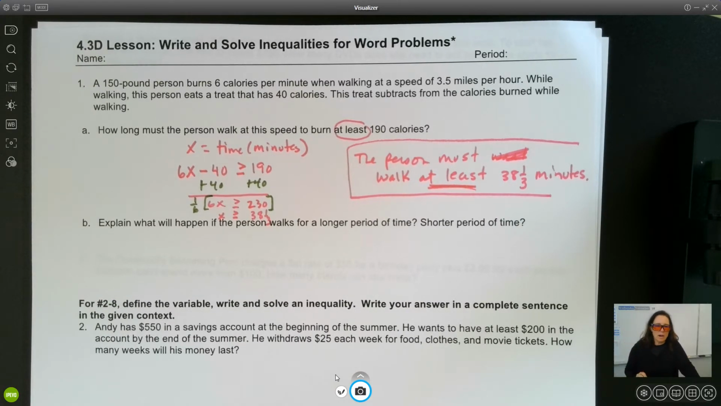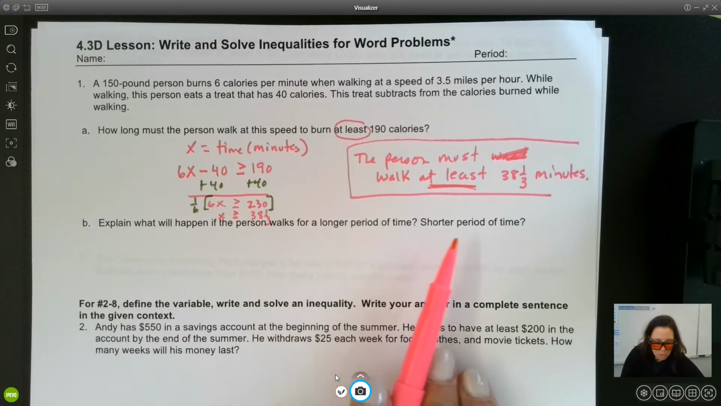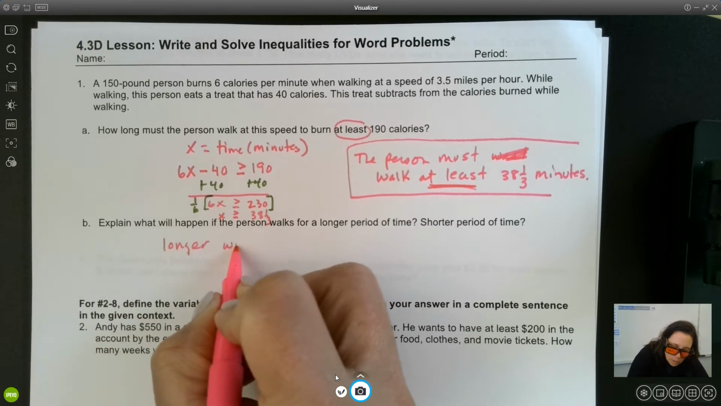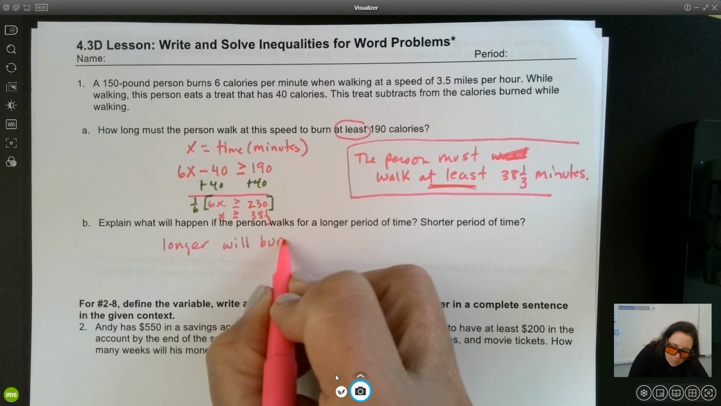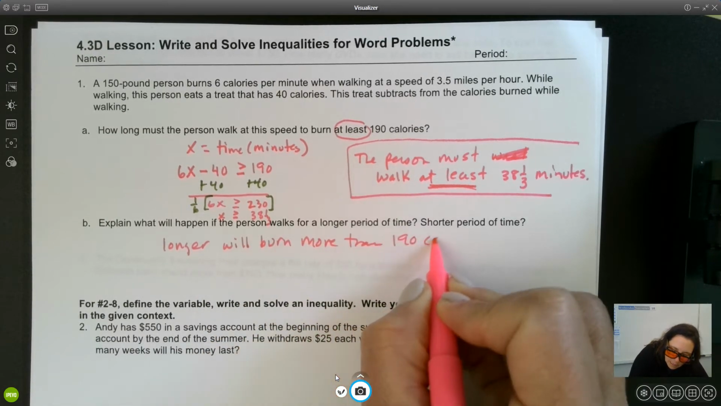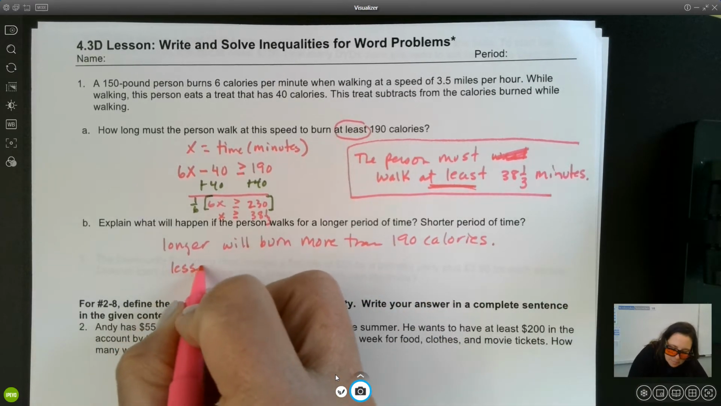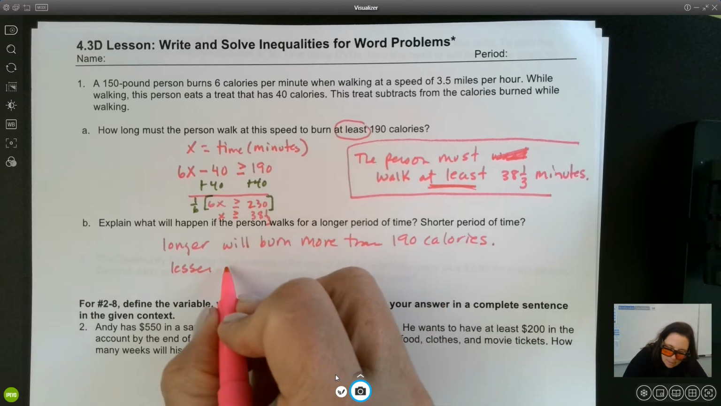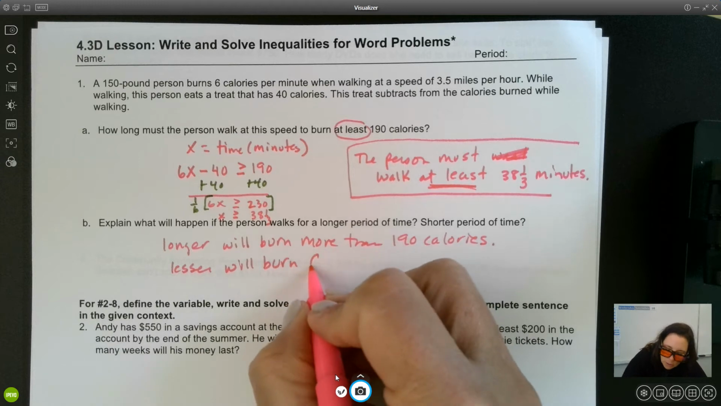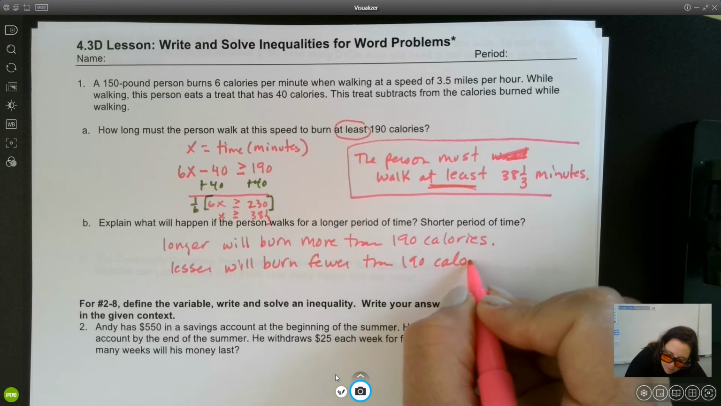Part B: explain what will happen if the person walks for a longer period of time or a shorter period of time. Longer will burn more than 190 calories. Lesser time will burn fewer than 190 calories.